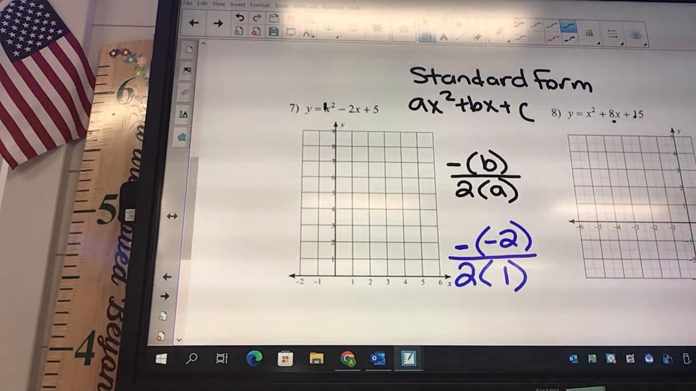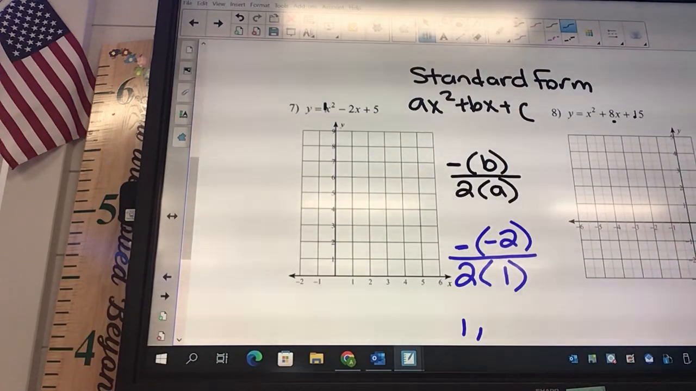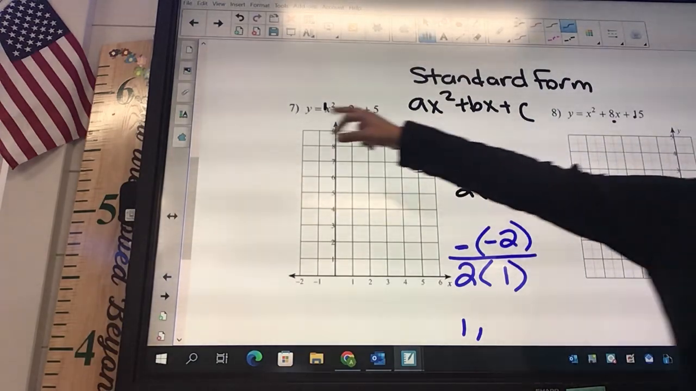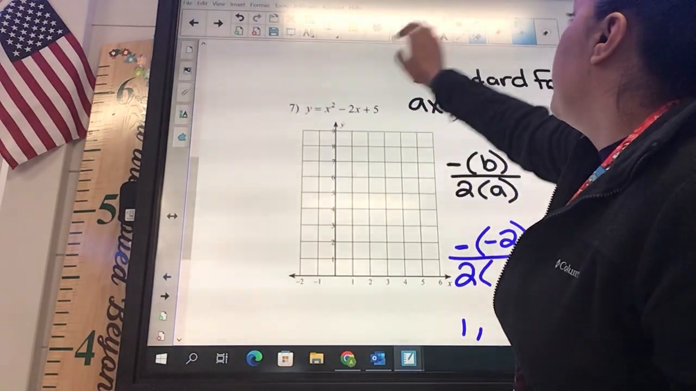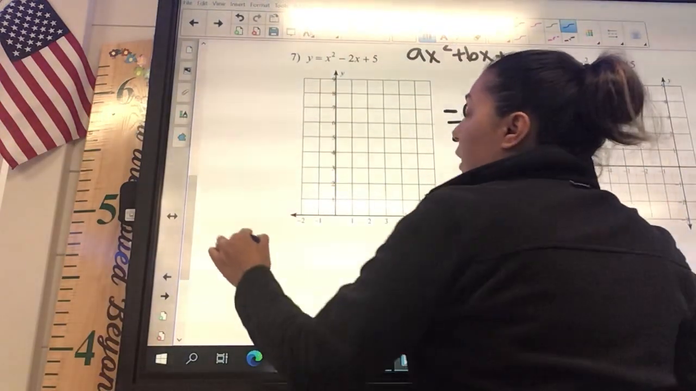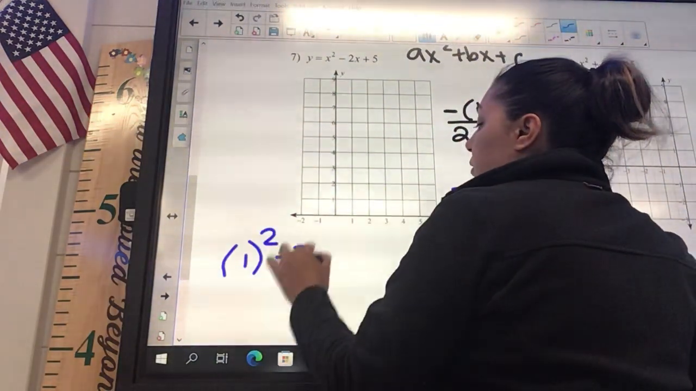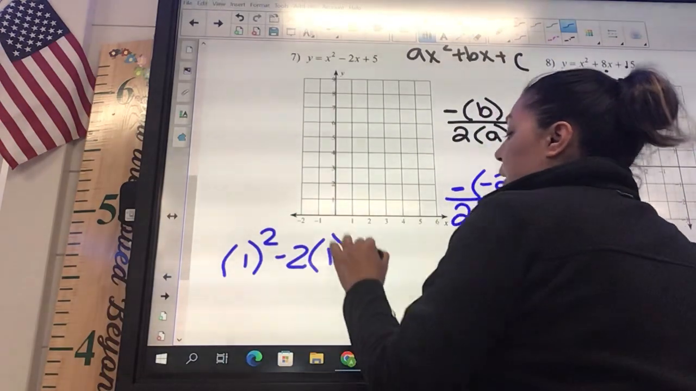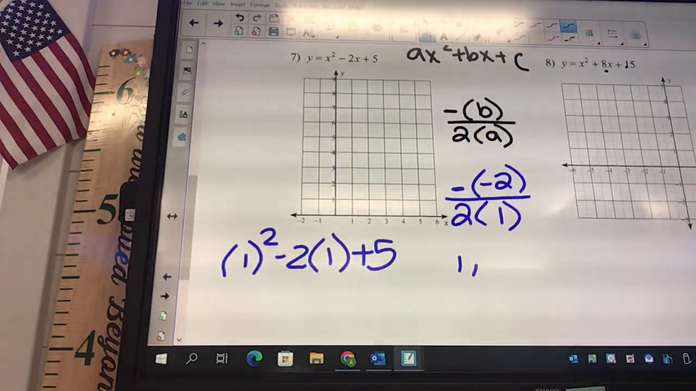So the first part of our vertex is 1. How do we find the second part? You got to plug in 1 everywhere there's an x. So it should look like this on your calculator: 1 squared minus 2 times 1 plus 5. Okay, type that in. See what you get.